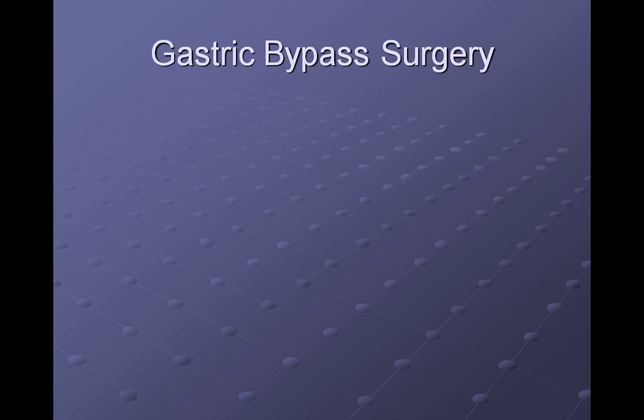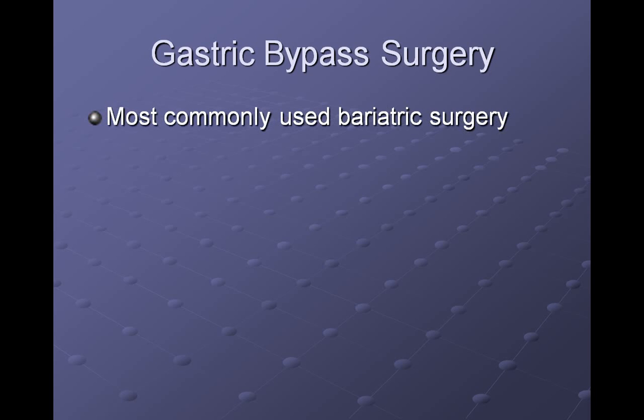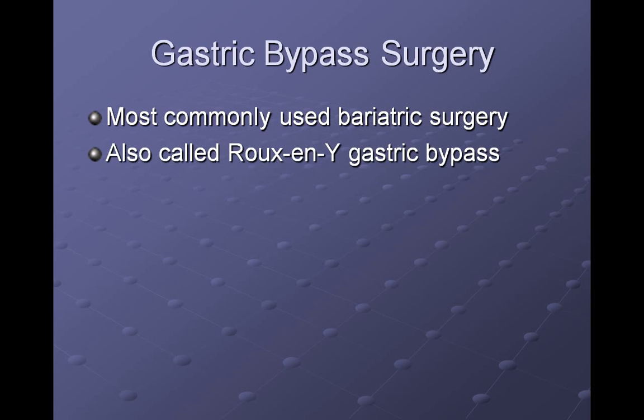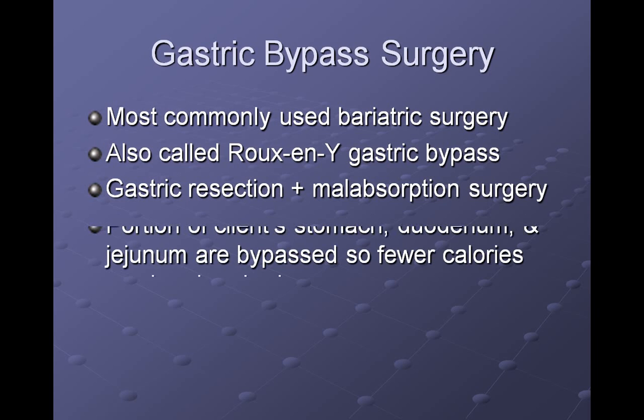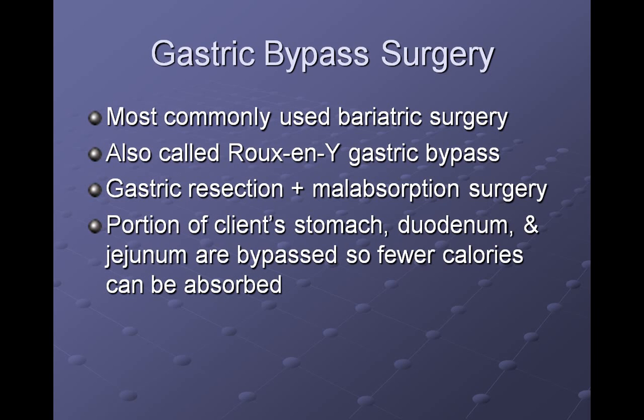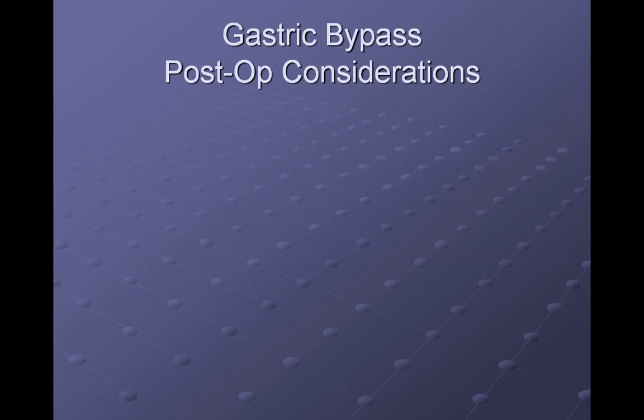Another surgical procedure for GI disorders: gastric bypass surgery. Most commonly used bariatric surgery, also called Roux-en-Y gastric bypass. With this procedure, you have gastric resection plus malabsorption surgery. A portion of the client's stomach, duodenum, and jejunum are bypassed, so fewer calories can be absorbed.